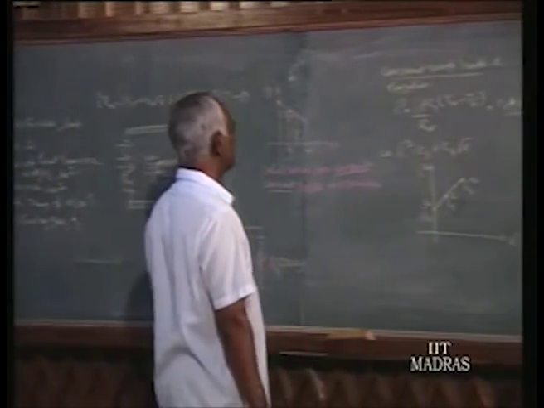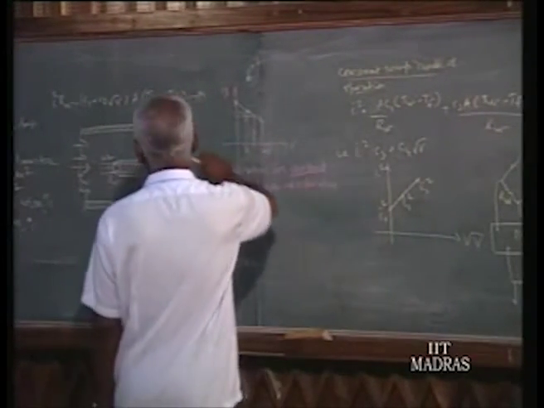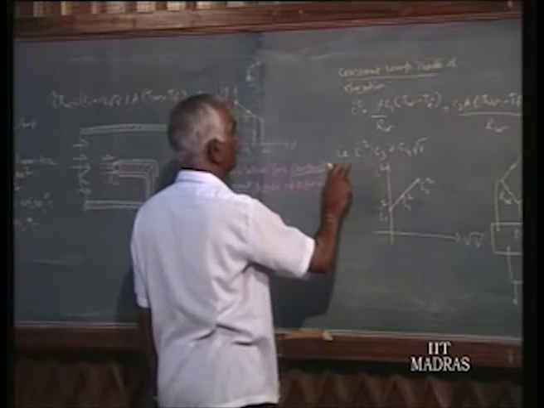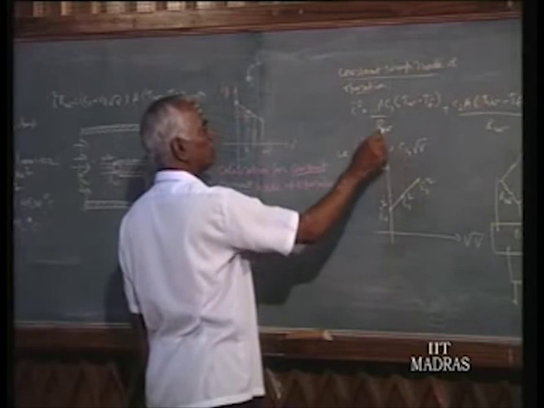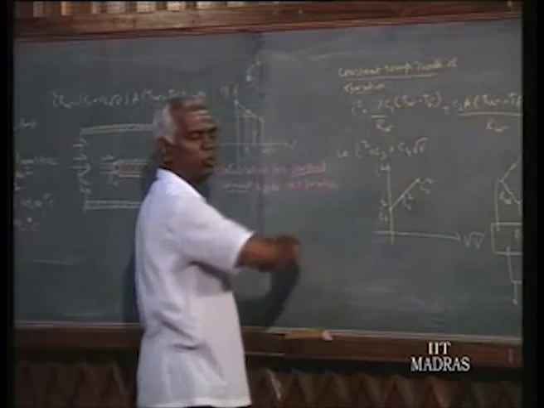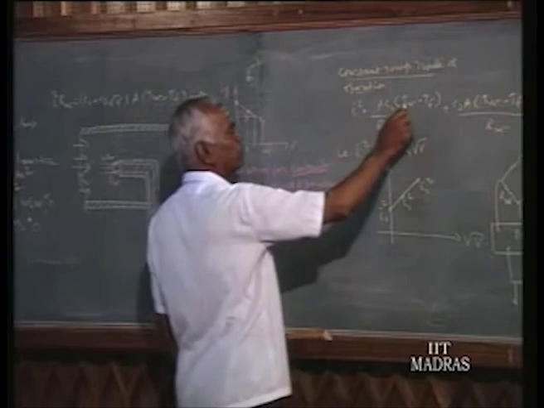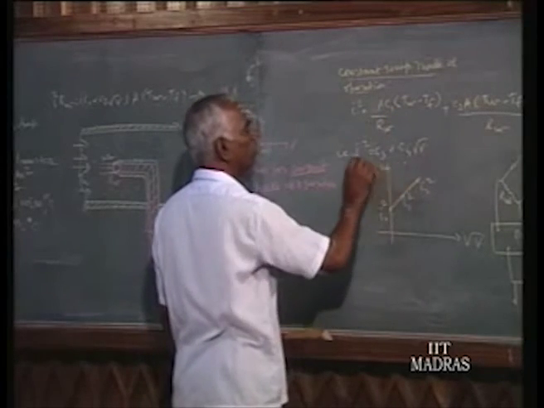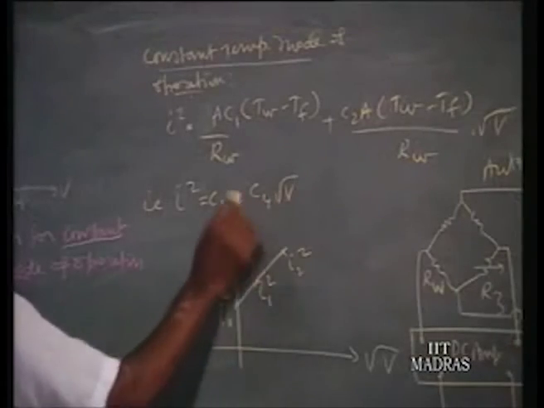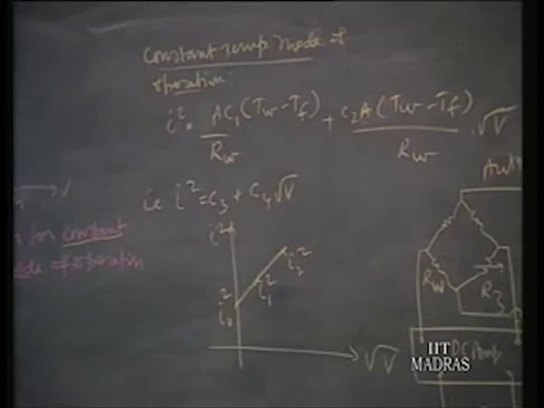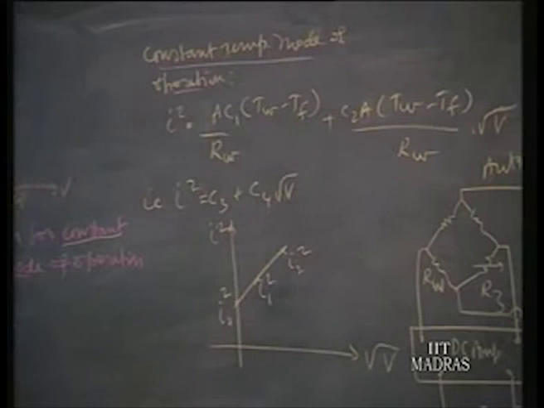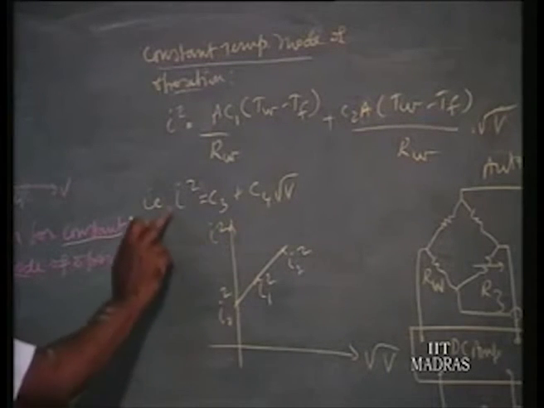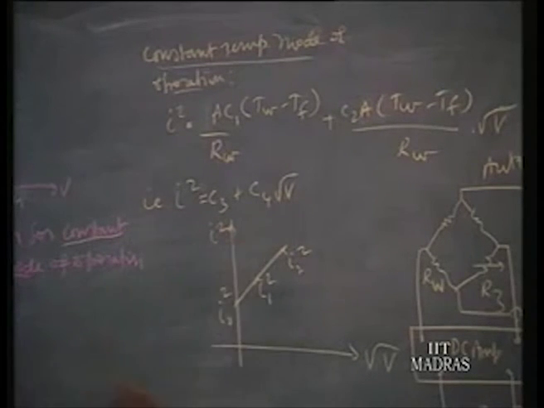In constant temperature mode of operation, the same equation 1 can be written like this: I squared is equal to C3 plus C4 into root V, because TW is going to remain constant, that is constant temperature. It is of the form y equals mx plus c, where x is root V. So having root V as the x axis and I squared as the y axis, you will find it is a linear relation.